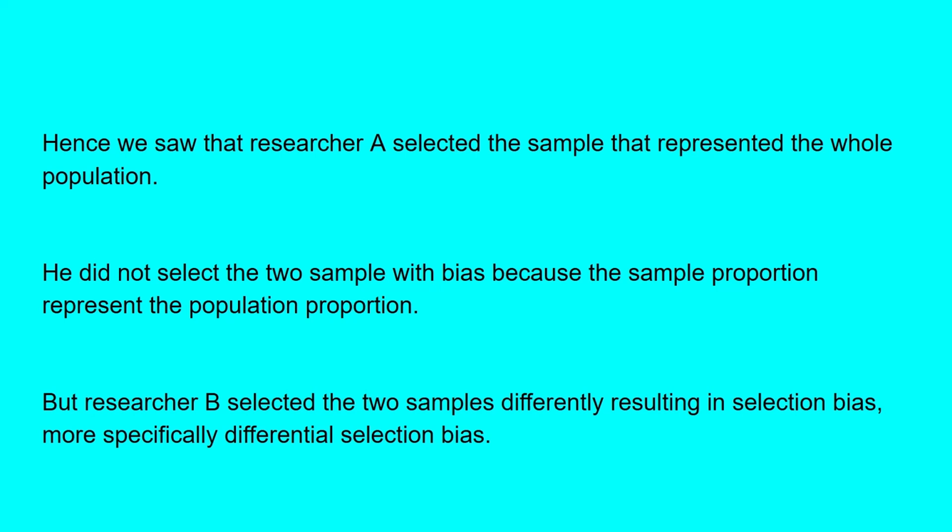He did not select the two samples with bias, because the sample proportion represents the population proportion. But researcher B selected two samples differently, resulting in selection bias, more specifically, differential selection bias.